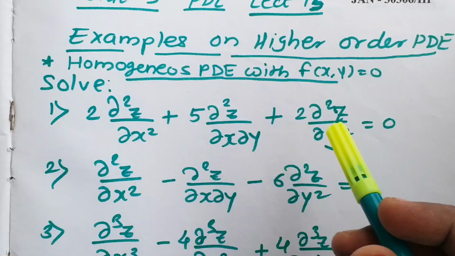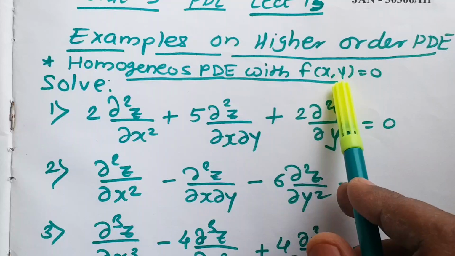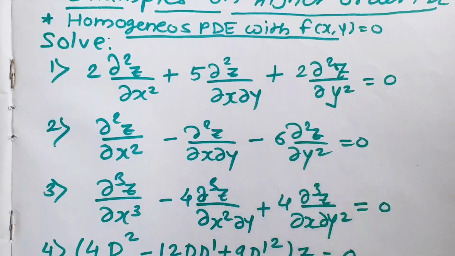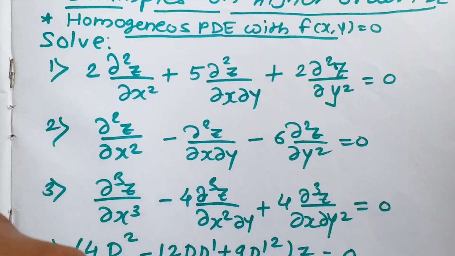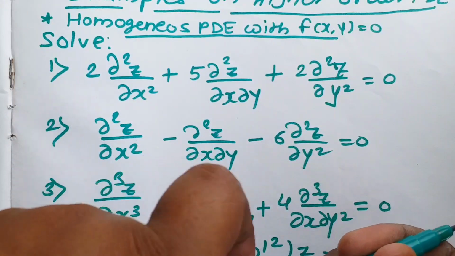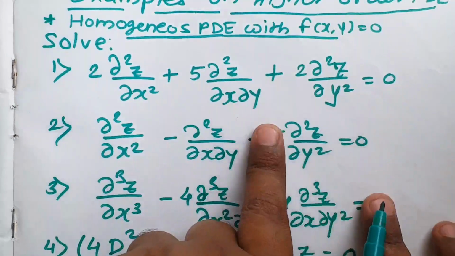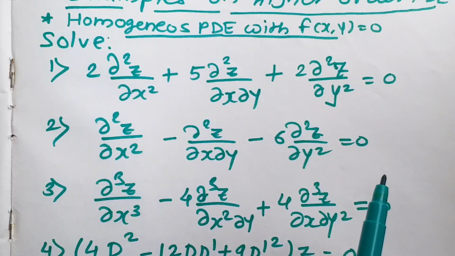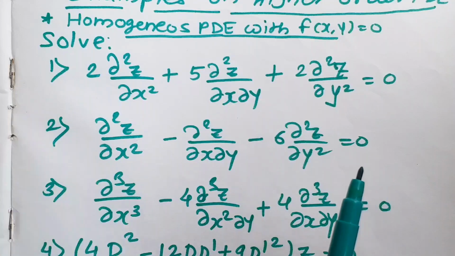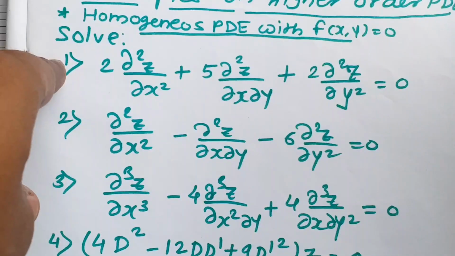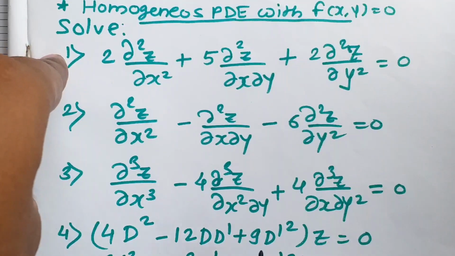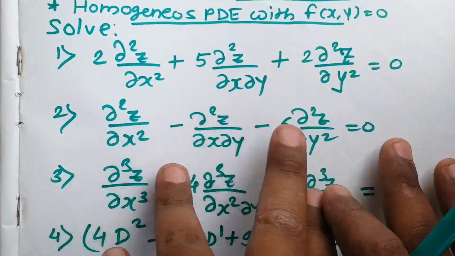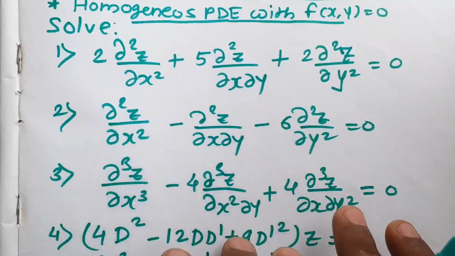Now we have restricted our right hand side to 0, meaning whenever the differential equation has right hand side 0, we know only the complementary function has to be calculated for its general solution. And whenever the right hand side contains some non-zero function of x, y, we have to determine the particular integral also, and the final solution will be CF plus PI. Here we just have to calculate CF, that will be the final general solution.